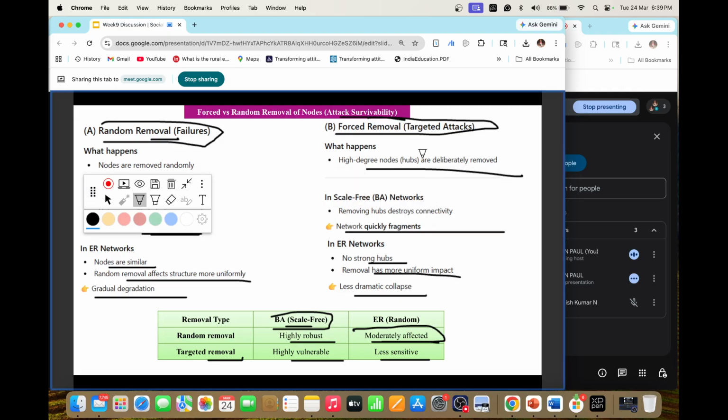But in the case of targeted removal, if we target the high degree nodes, the BA network quickly fragments, as it is highly vulnerable. In ER networks, no strong hubs are there, so removal has a uniform effect, and it is less sensitive to targeted removal. So this is the difference between removal of nodes in the BA network and the ER network in two cases: one is random removal and the second is targeted removal. This is the theory that we have discussed this week.